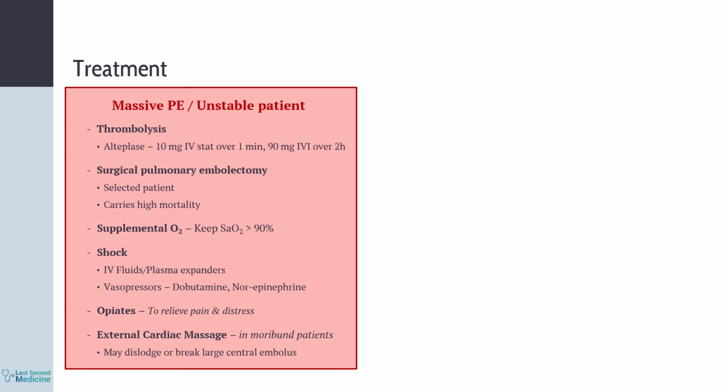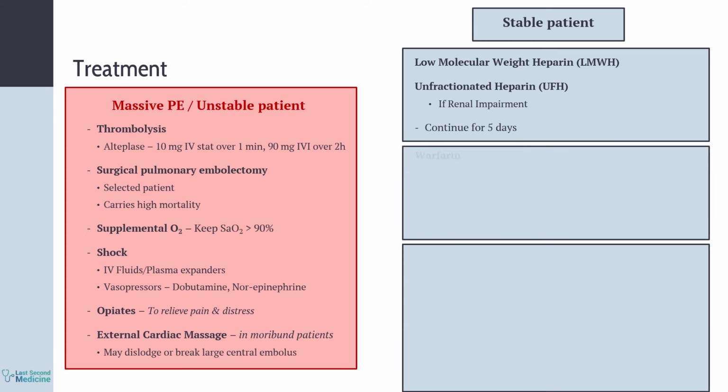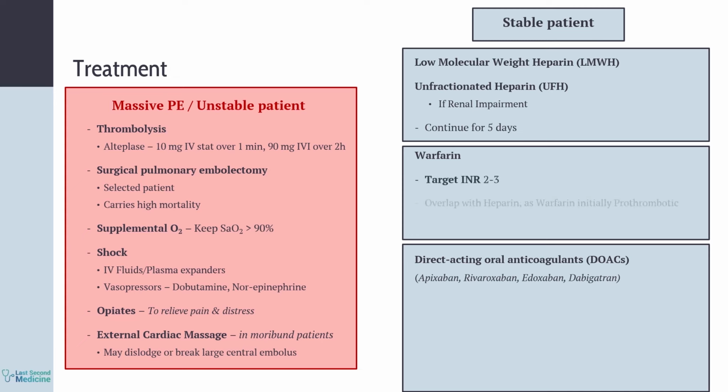In hemodynamically stable patients, start low molecular weight heparin. Use unfractionated heparin if there is underlying renal impairment. Treat for 5 days with either type of heparin. Then to continue anticoagulation, you can start either warfarin or direct oral anticoagulant. If warfarin is selected, it needs to be overlapped with heparin, because warfarin has an initial prothrombotic effect due to depletion of protein C and S.